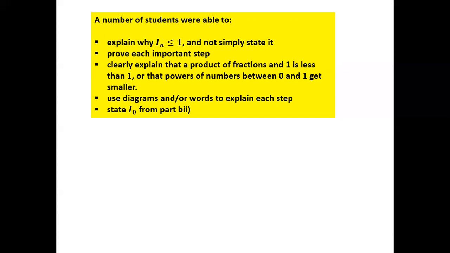Or that the powers of numbers between 0 and 1 get smaller. That's in terms of justification of the graph, especially sine to the 2n of 2 theta is less than or equal to sine 2 theta between 0 and pi on 2. Also, they can use the diagrams of work to explain each step. They also need to make sure they state I naught, which in this case they can state from B part 2, or they can find I naught if they haven't got B part 2.